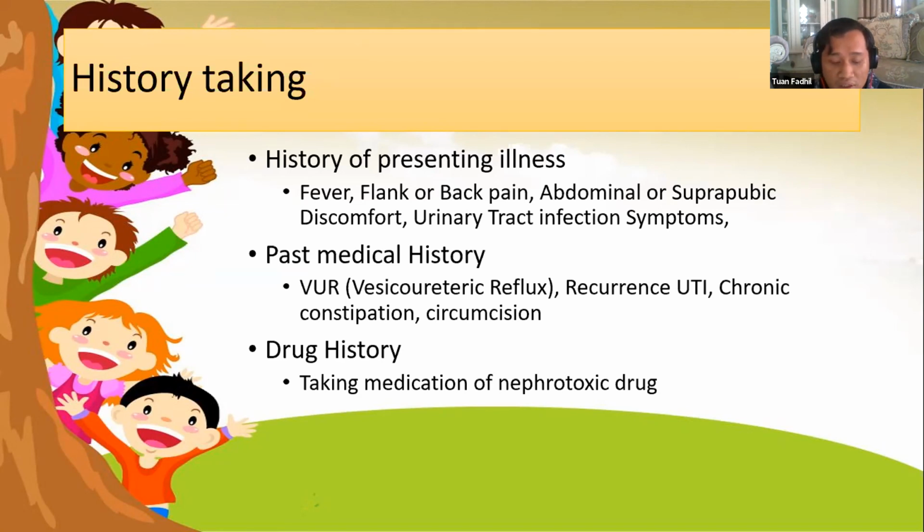So the first one is the history of presenting illness. As I mentioned, we need to know whether the patient has fever, flank or back pain, and also abdominal suprapubic discomfort. We need to include the risk factors also, and ask whether they have risk factors for UTI. Next, past medical history. Vesicoureteral reflux is a risk factor for UTI. So we need to ask more about history of recurrent UTI, chronic constipation, and also circumcision, because when circumcision is done in the village, maybe it is not done with proper hygiene.